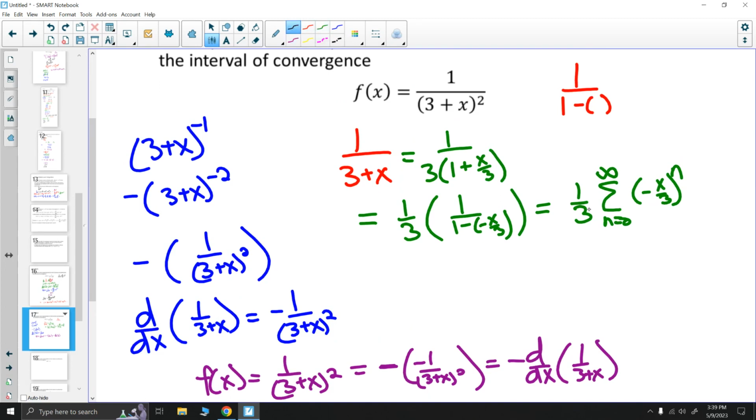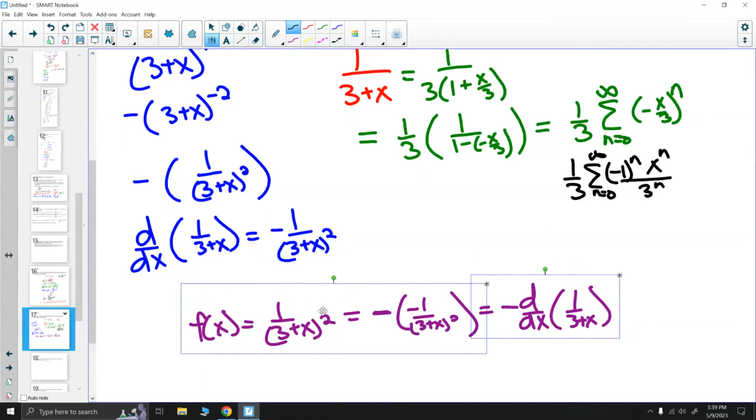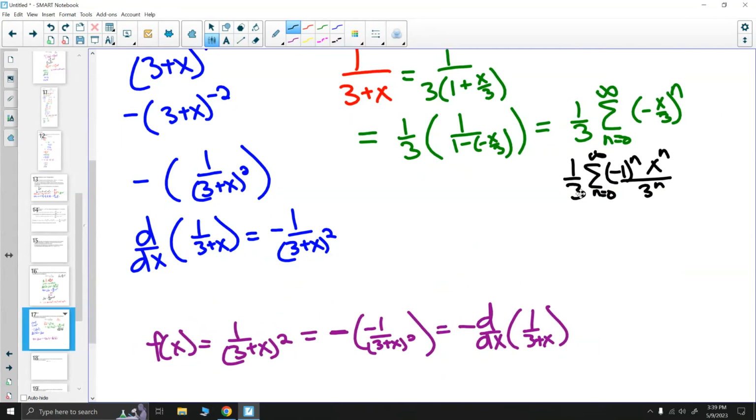Okay, so we wrote this 1 over 3 plus x as a power series, but let's clean it up a little bit. That would be 1 over 3 times the sum from n equals 0 to infinity of, this is an alternating series, so negative 1 to the n, x to the n, all over 3 to the n. Now, this 3 can be put into here, so 3 times 3 to the n is just going to give us the sum from n equals 0 to infinity of negative 1 to the n, x to the n, over 3 to the n plus 1.